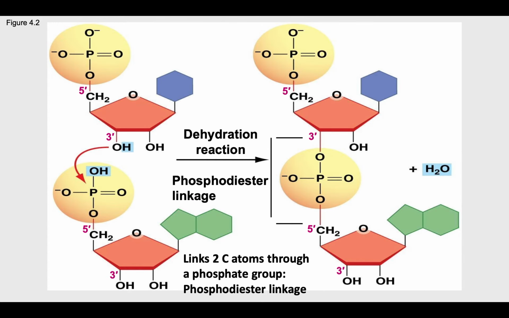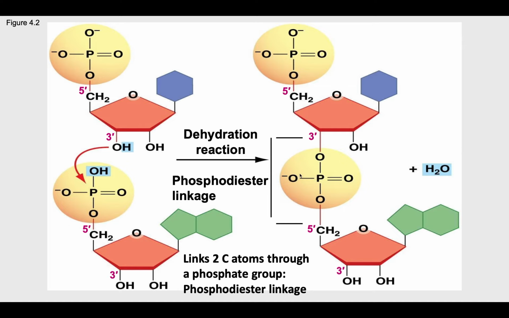Let's move on to what kind of bonds are formed to create that backbone. We have our phosphate group, linked between the 3 and the 5 carbon. The individual bond between the phosphate and the 3 carbon, and the phosphate and the 5 carbon, are called ester bonds. They are formed via dehydration reactions. We're taking away water and covalently bonding our phosphate to either the 3 or the 5 carbon, so we have water as a byproduct.